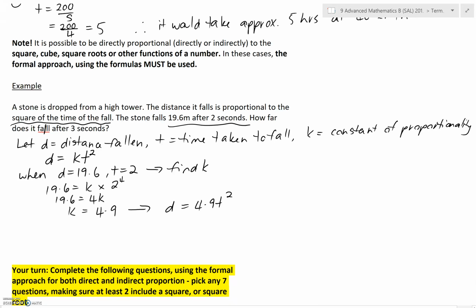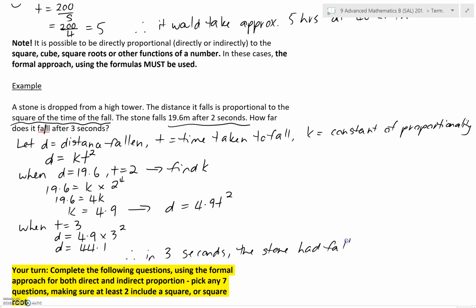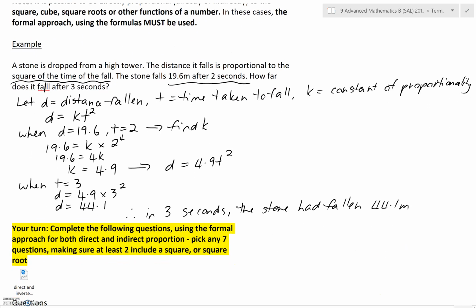How far does it fall after 3 seconds? When t equals 3, d is going to equal 4.9 times 3 squared. We've just subbed into our equation: d equals 44.1. So that's how far it will have fallen after 3 seconds. Write a sentence: in 3 seconds, the stone had fallen 44.1 meters.